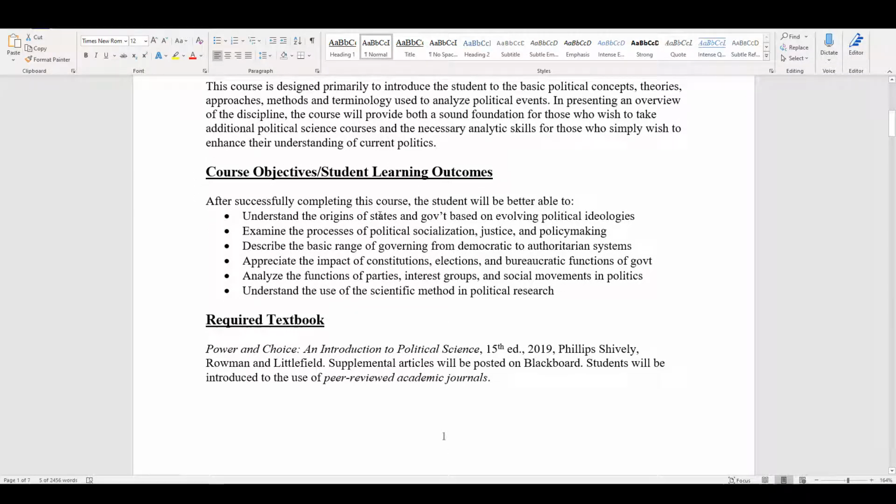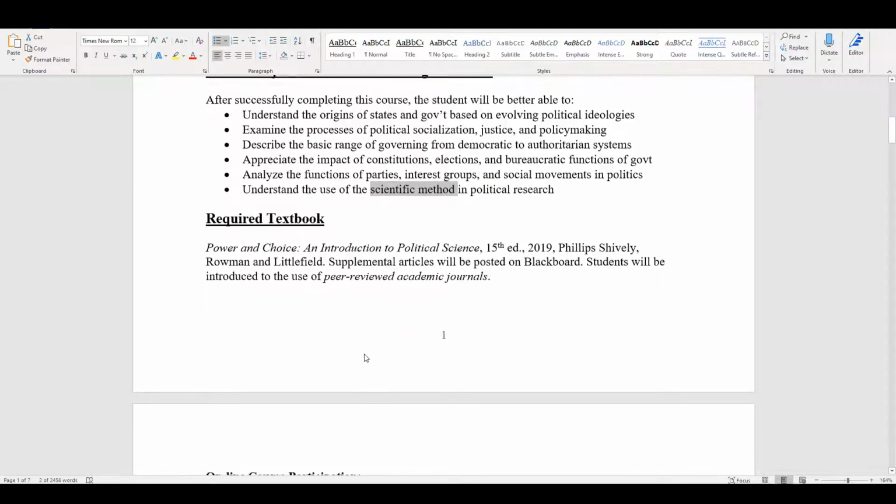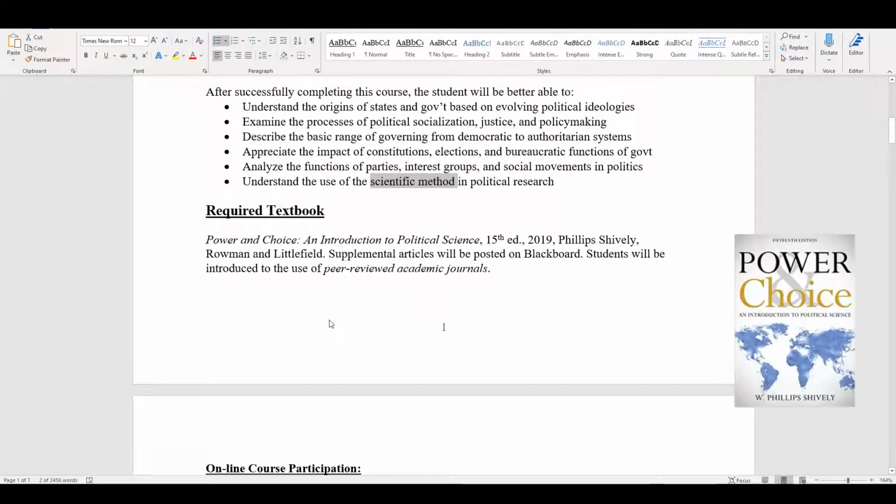Here are the course objectives. You can read those, and it gives you an idea of what our goals are for the course. In addition to learning the basics of politics and political science, we want to utilize the scientific method and the importance of that in political research, and how to use a critical, objective analysis for your paper and for learning about these issues. Now, the book is Power and Choice: An Introduction to Political Science by Shively, Rowman and Littlefield.